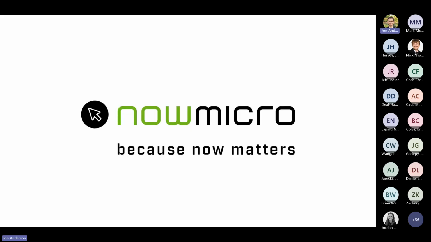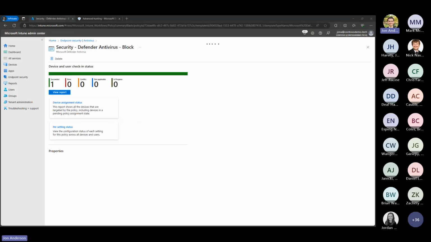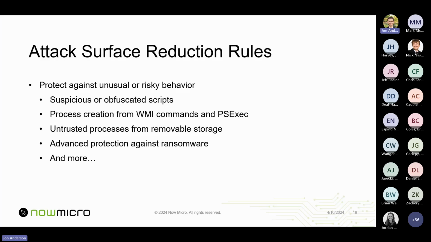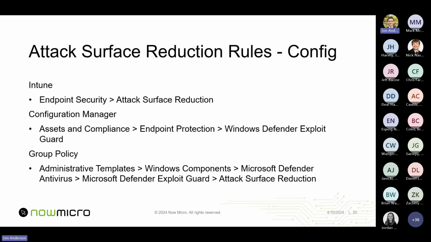All right, back to the slides. Oh, not from the beginning. Let's see. There we go. So attack surface reduction rules is the next thing I want to talk about. This is a big set of rules. It's like 15 or 20 different rules that we can turn on devices. And again, all of them can be turned on in audit or block mode. They do all sorts of things, from blocking suspicious scripts from running, or blocking people from running PsExec, running unsafe things from removable storage, and adding advanced protection against ransomware. Once again, all configurable through Intune, ConfigMan, or group policy.